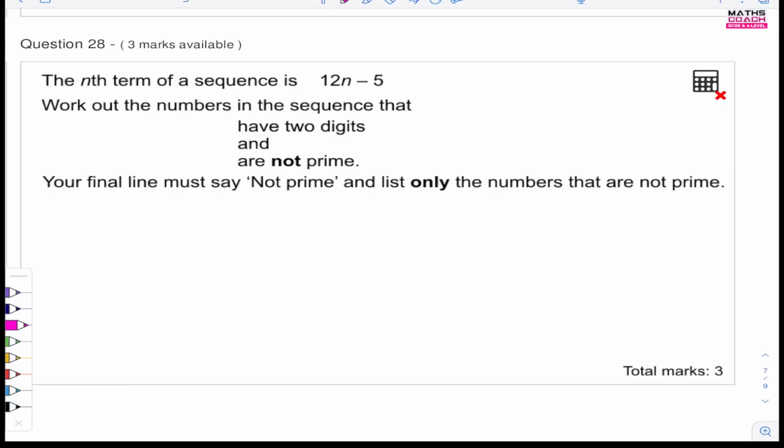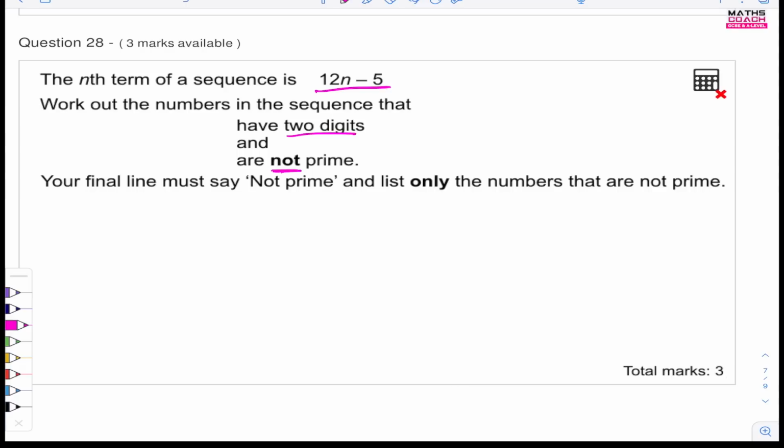All right, so where do we begin? Well, let's look at our sequence here and let's generate some numbers. And what we are going to be looking for is numbers that have 2 digits and are not a prime number. Now, quick reminder, what is a prime number? A prime number is a number that only has 2 factors. So the first prime number is 2, then we have 3, 5, 7, 11, and so on and so forth. Okay, so we are looking for a number or numbers which are not these numbers, the prime numbers.